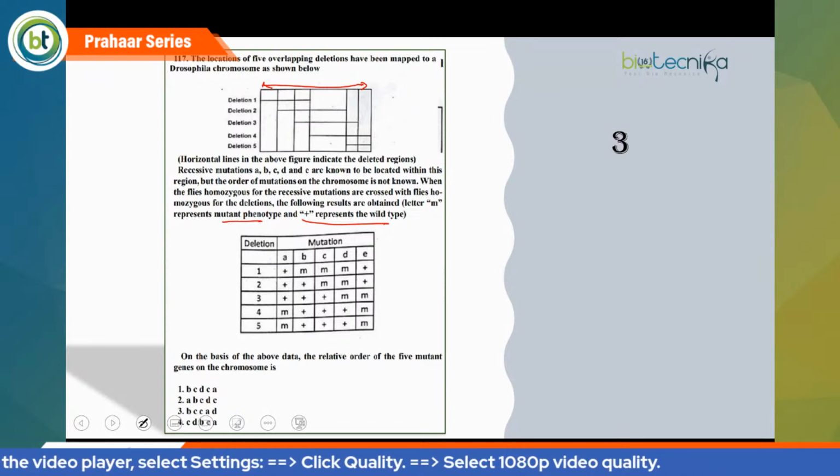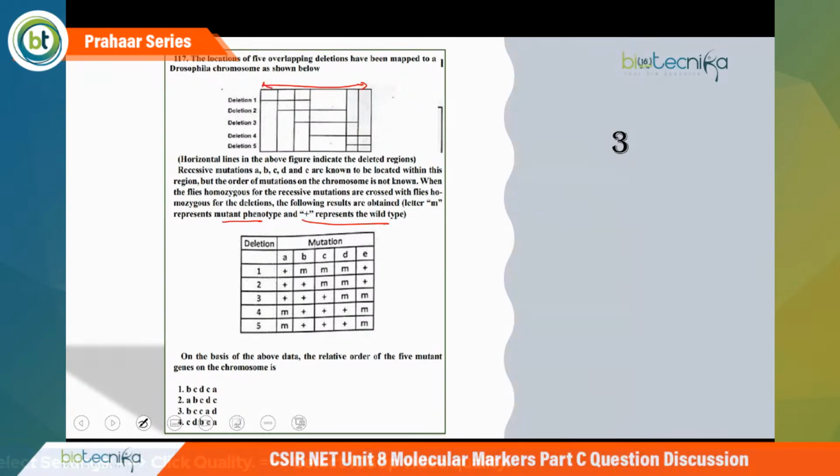Okay, so what is the basic idea? What we have done here is we have a fly that is homozygous for the recessive mutations, crossed with another fly that is homozygous for the deletions, deletions in different places. So the heterozygote, the F1, what will it have? It will have a chromosome with all the recessive mutations. Let's say this is the chromosome: A, B, C, D, E. Randomly I'm placing it, I don't know, just to make you understand.